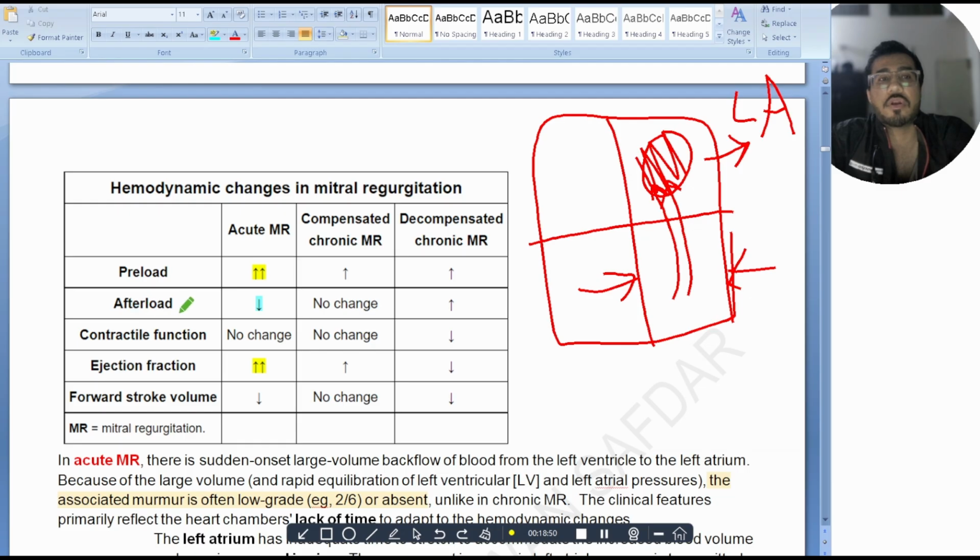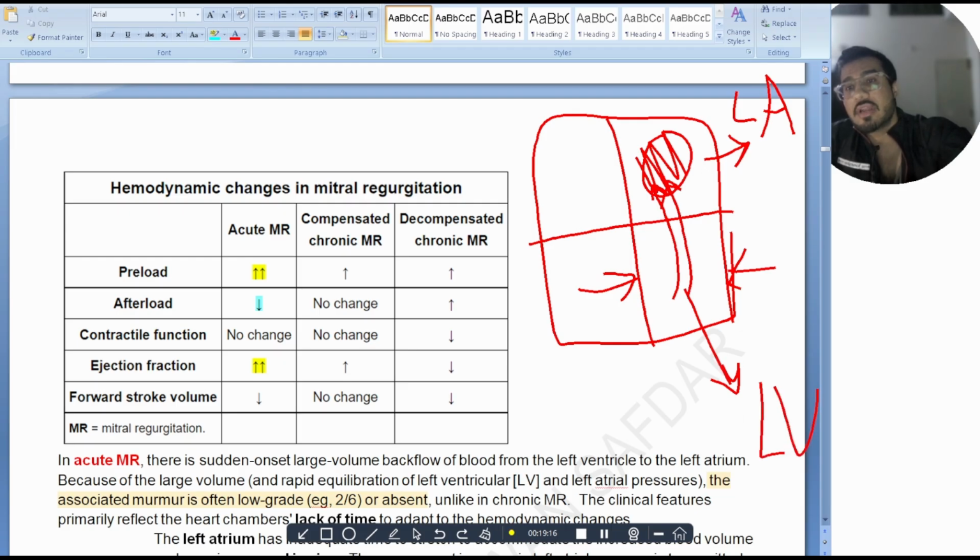Let's come to the afterload. What do you mean by afterload? Afterload means the amount of resistance against which the left heart is gonna pump blood. So in acute mitral regurg, there's severe dilation, that too in an acute way, and there's no compensation being done. So the left ventricle has two options. It can pump the blood towards the aorta.